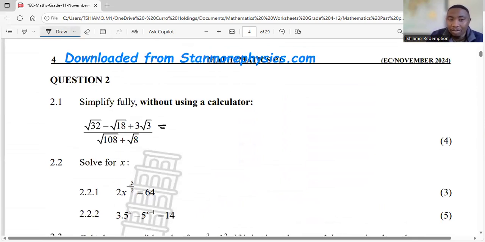So here, without the use of a calculator, meaning you need to know your surds. But I use a calculator. Okay, let me start here. They wouldn't know that you're using a calculator as long as you're using it accordingly. So what is the square root of 32? Square root of 32 will be 4 root 2.